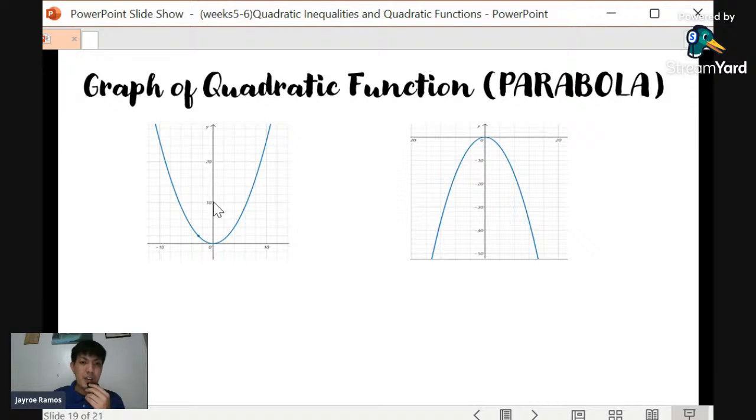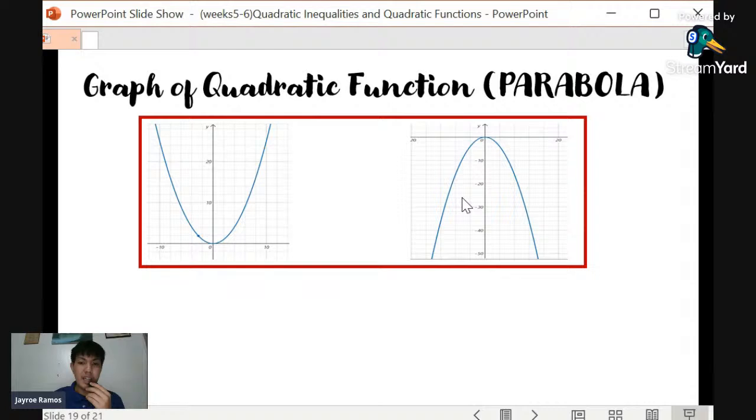Kung mapapansin nyo, ang graph ng quadratic function is curve. It's like a V-shape. Ito na ay inverted V-shape yung pangalawa. Ngayon, yung graph ng quadratic function, dapat ay open lang siya upward. So paakyat lang, pataas. Or open downward. So pababa. So that is the graph of quadratic function.